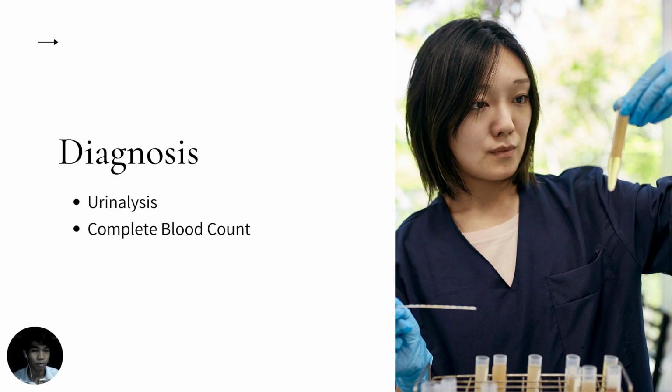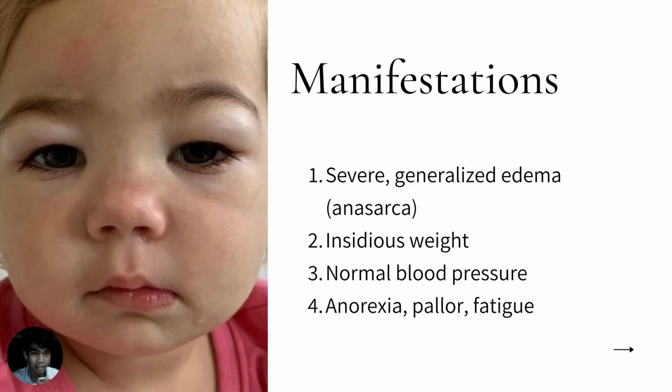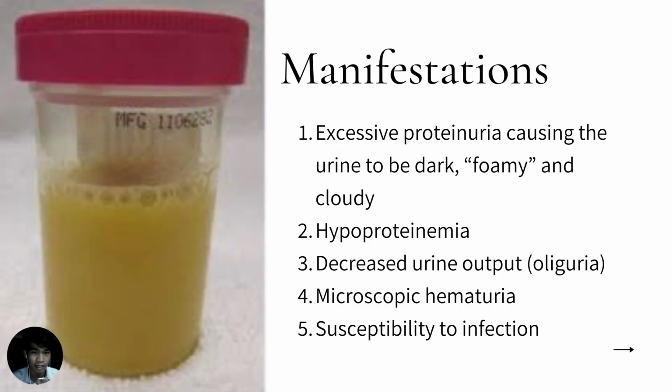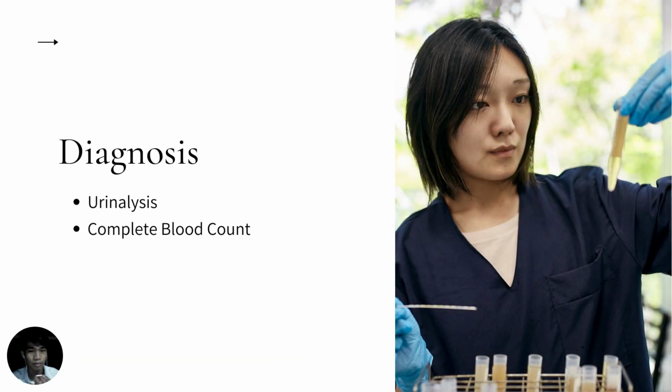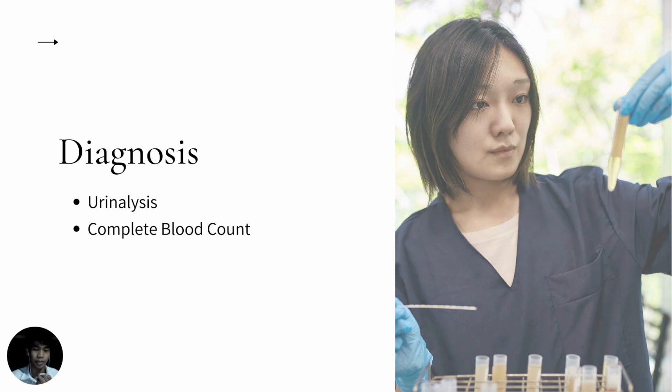And how does the complete blood count support it? As we said earlier in the manifestations, there is hypoproteinemia, or low serum protein in the blood. This is what we expect as a result on the complete blood count of a nephrotic person, or a person who has nephrosis. So the diagnostics are, again, urinalysis and CBC.